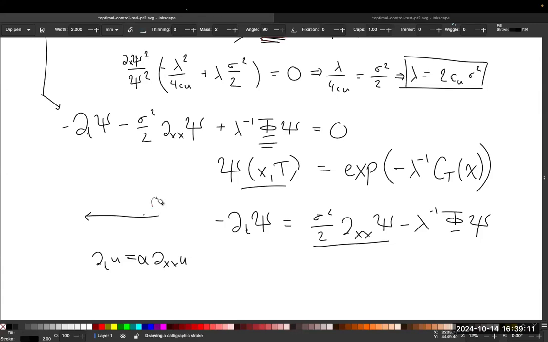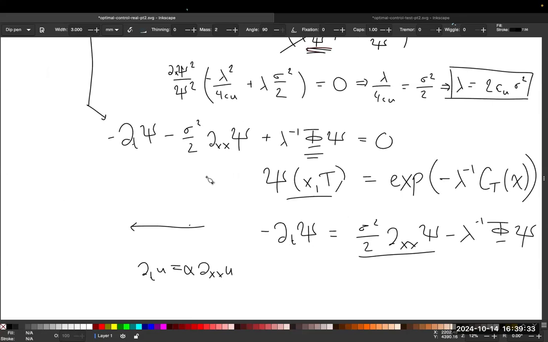So maybe at time t equals capital T, we have some sharp spike like this, and then under the diffusion, this thing is going to smooth out. Maybe I should make the arrow going in the opposite direction. Yeah, it will smooth out over time. So this is t going backwards.